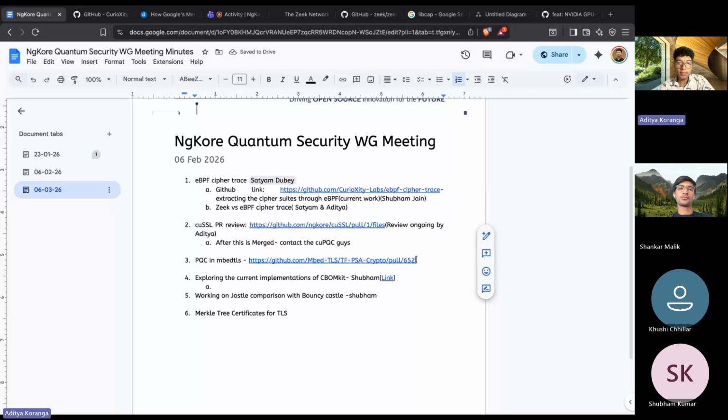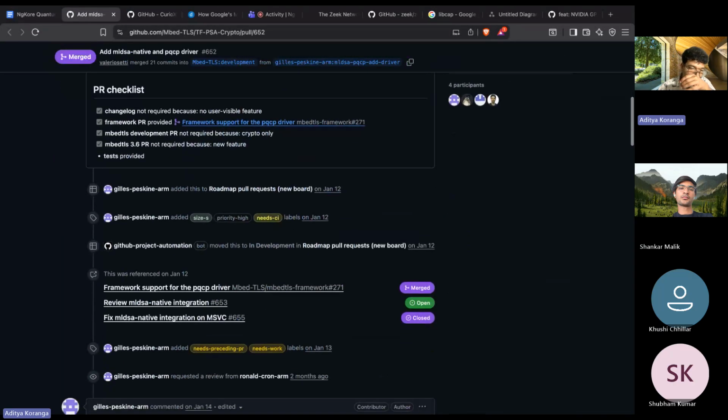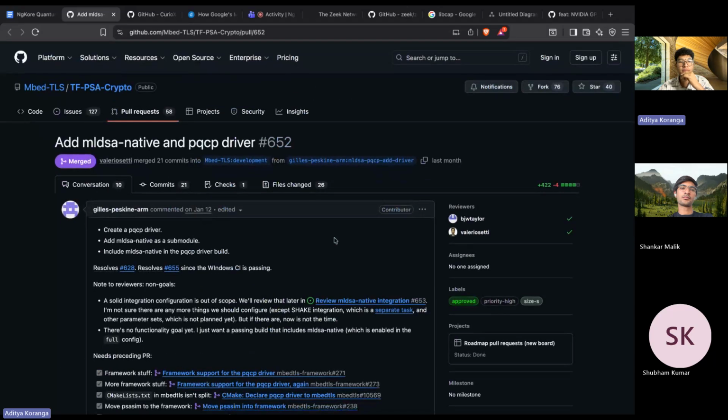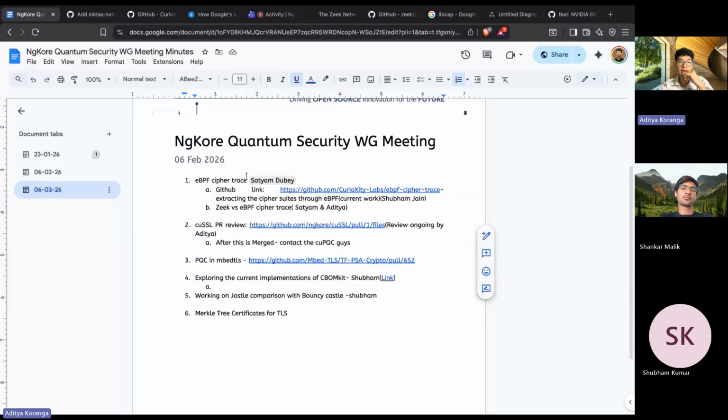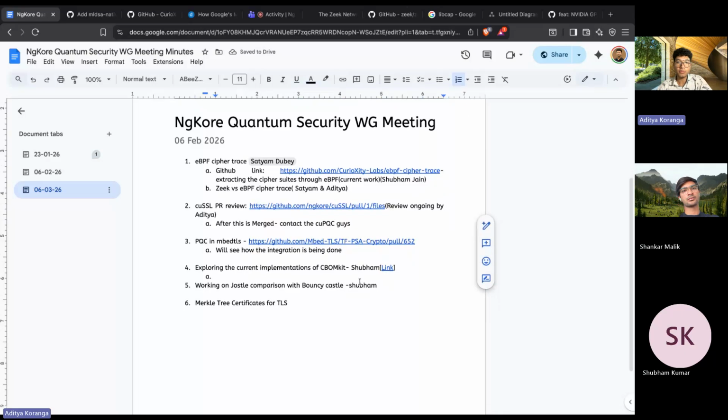Yes. PQC in mbed TLS, this PR is merged. If we get any time, then we will try to understand how they are merging the PQ code package with mbed TLS. But I don't have the bandwidth at the moment, so we'll see how the integration is being done later, when we get time.